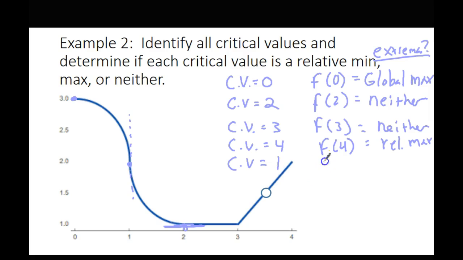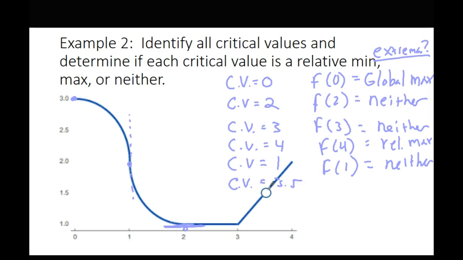So we said 1. Now is f of 1 a relative extrema? No. Neither. All right, and then of course we also have one more critical value. What is it? About 3.5, right? Because there's a gap there.